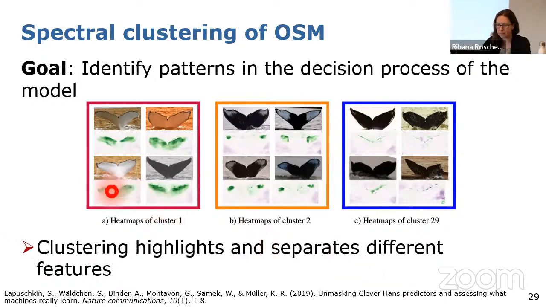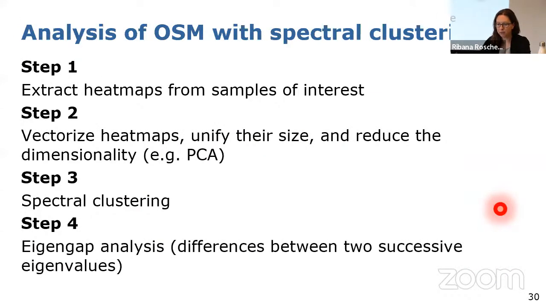And here is a teaser. I will go more into detail in the next slide. These are some clusters which we could find in the data, and you can learn something about the cluster, or you can see something in it. You can already see that the clusters highlight and separate different features. So the heat maps look similar, and they will tell you something. But how did we perform this?